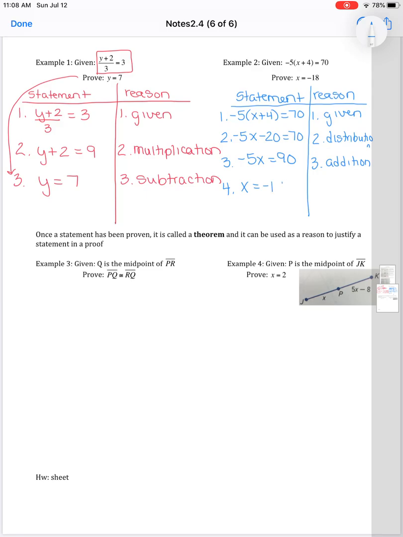And then again, still getting the x by itself, what I'm going to do is divide by -5 on both sides. So when I divide, I get x equals -18. My reason is division.